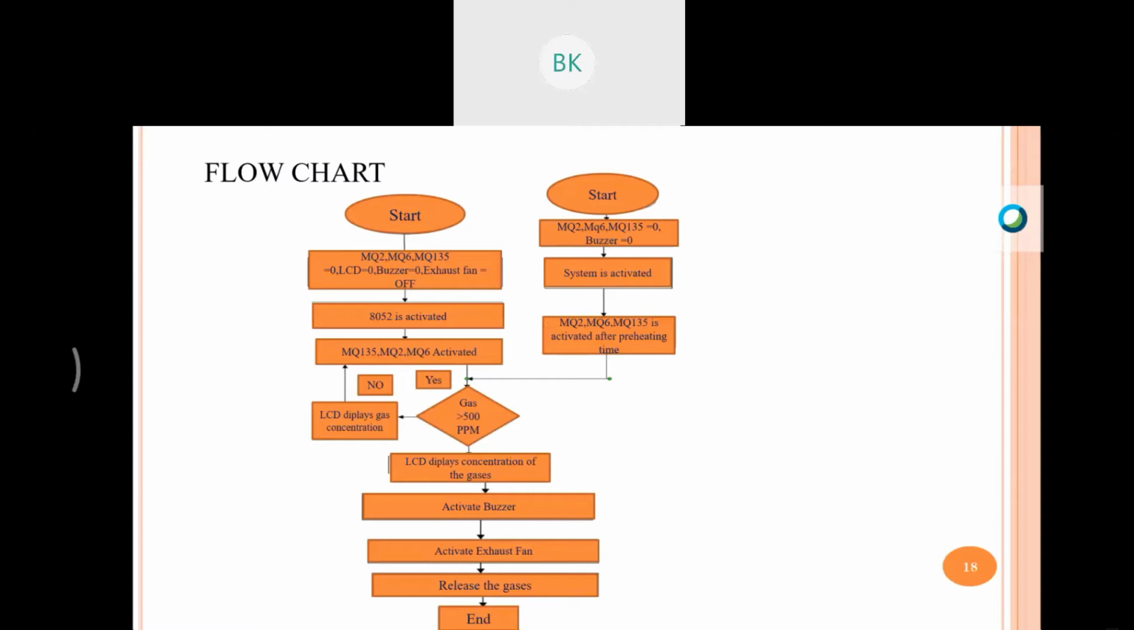So now the working. From the diagram, we can see that at first it is in the initial stage and the values of all the components and everything is 0. So now when gas is supplied to the solenoid valve, the gas enters the sensor room through the solenoid valve.